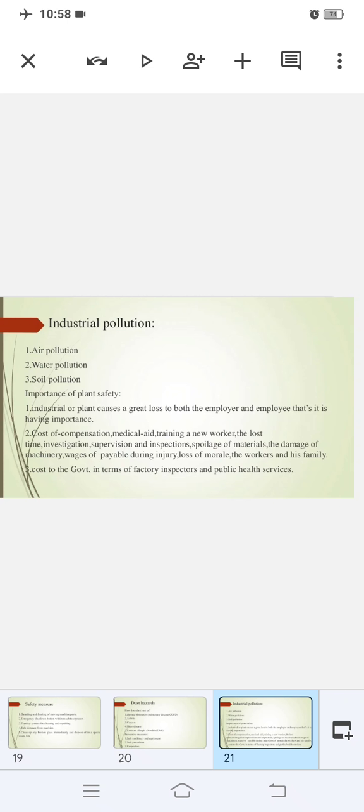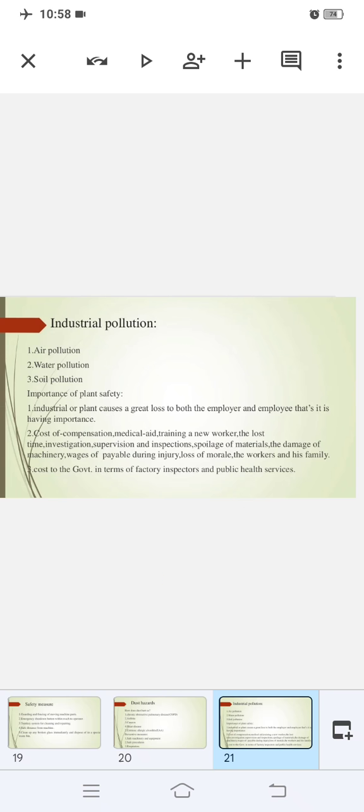So from this chapter, what we have understood is that industrial accidents cause a great loss to both employer and employee. That should be reduced. Okay. So the cost of compensation, medical aid, training a new worker, lost time, investigation, supervision, etc. should be given proper concern, and the cost to the government in terms of factory inspectors and public health services must be considered.